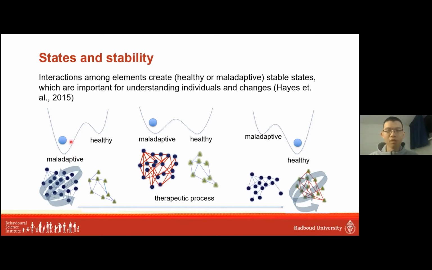Previous researchers often use this potential landscape metaphor to illustrate the stability of the system. So the system is just like a ball on the landscape. It always tends to go to the lower place, and when it is in the lower place, it is more stable. But how do we quantitatively know the stability of different states?